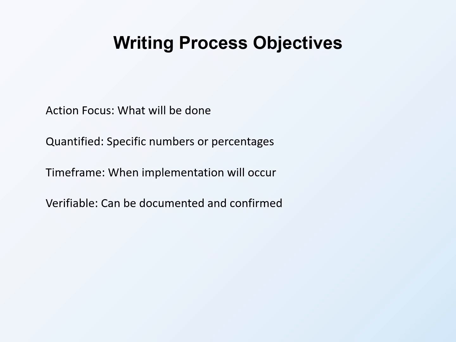Time frame specifies when implementation will occur. By month 6, quarterly, throughout year 1. Implementation has timing that should be tracked. Verifiable means the objective can be documented and confirmed. Sign-in sheets, service logs, observation checklists. You need evidence that process objectives were met.